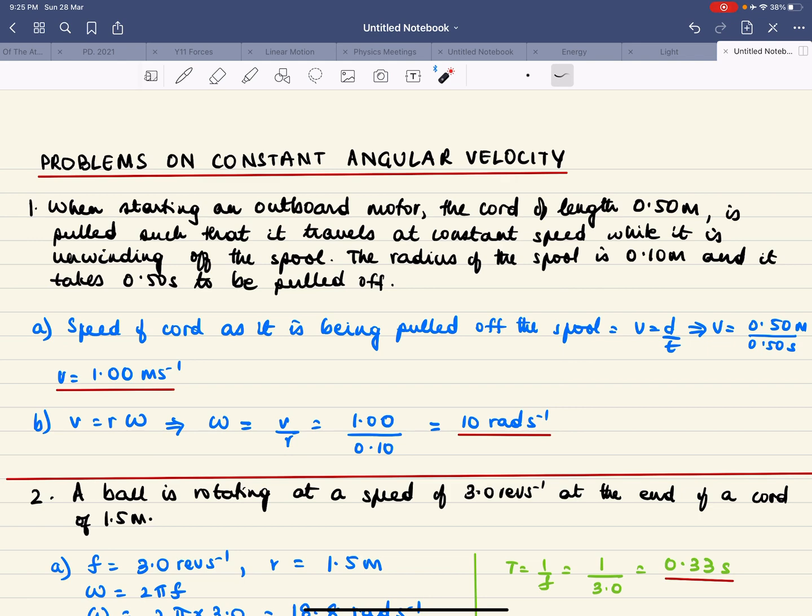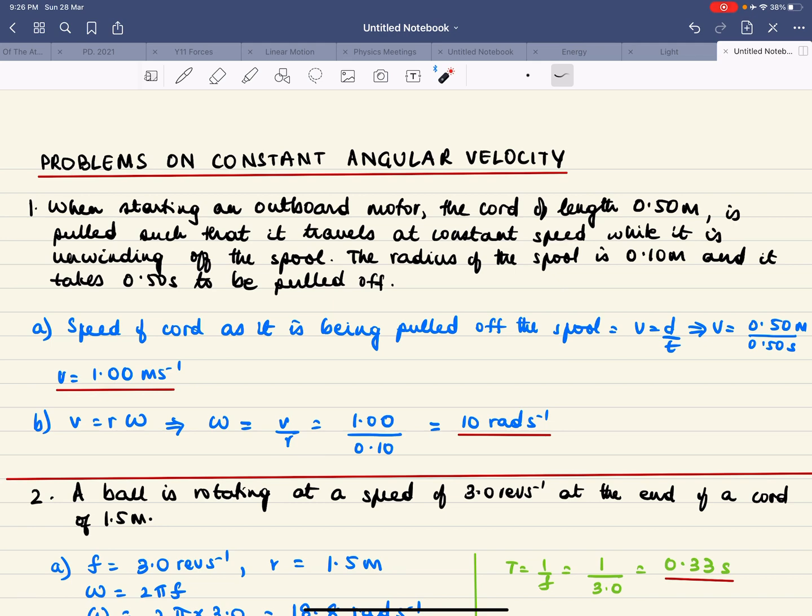When starting an outboard motor, the cord of length 0.50 meters is pulled such that it travels at constant speed while it's unwinding off the spool. The radius of the spool is 0.10 meters and it takes 0.50 seconds to be pulled off. The question is: use d equals v times t to calculate the speed of the cord as it's being pulled off. So v is d over t, your distance is 0.5 meters, time is 0.50 seconds, so your speed is 1.0 meters per second.